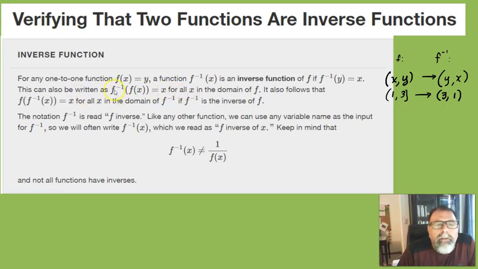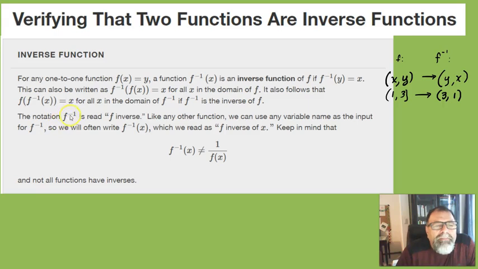Okay, so this can be written as f inverse of f of x is equal to x for all x in the domain of f. It also follows that if you switch the order, you're going to put the input value into f inverse, take that output value and plug it into f, and again, these are going to undo each other, and you're just going to end up with what you started. Okay, so f of f inverse of x is equal to x for all x in the domain of f inverse if f inverse is the inverse of f.